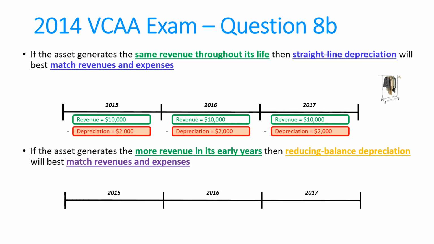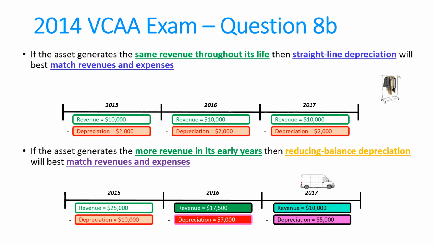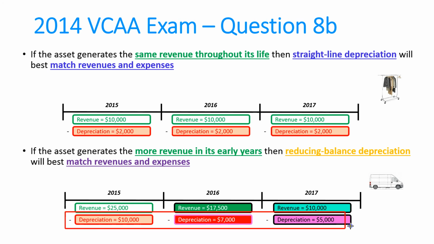However, if we think something will earn less revenue as it gets older, take a car for example, it's going to earn $25,000 of revenue in year 1, then only 17.5 in year 2, and then only 10 in year 3. Well, we should therefore charge less depreciation. So if this car is going to earn less revenue, accounting theory in terms of the reporting period principle says you should charge less depreciation.